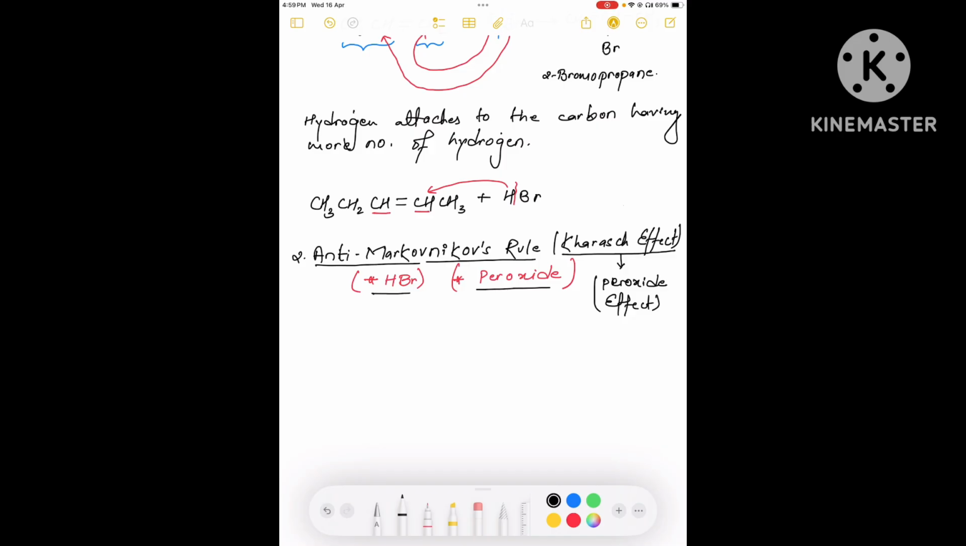Again, here we will have an unsymmetrical alkene. Like if I have CH3-CH=CH2, and here I have HBr, then I need to give the product in the presence of peroxide. That means there I have peroxide.